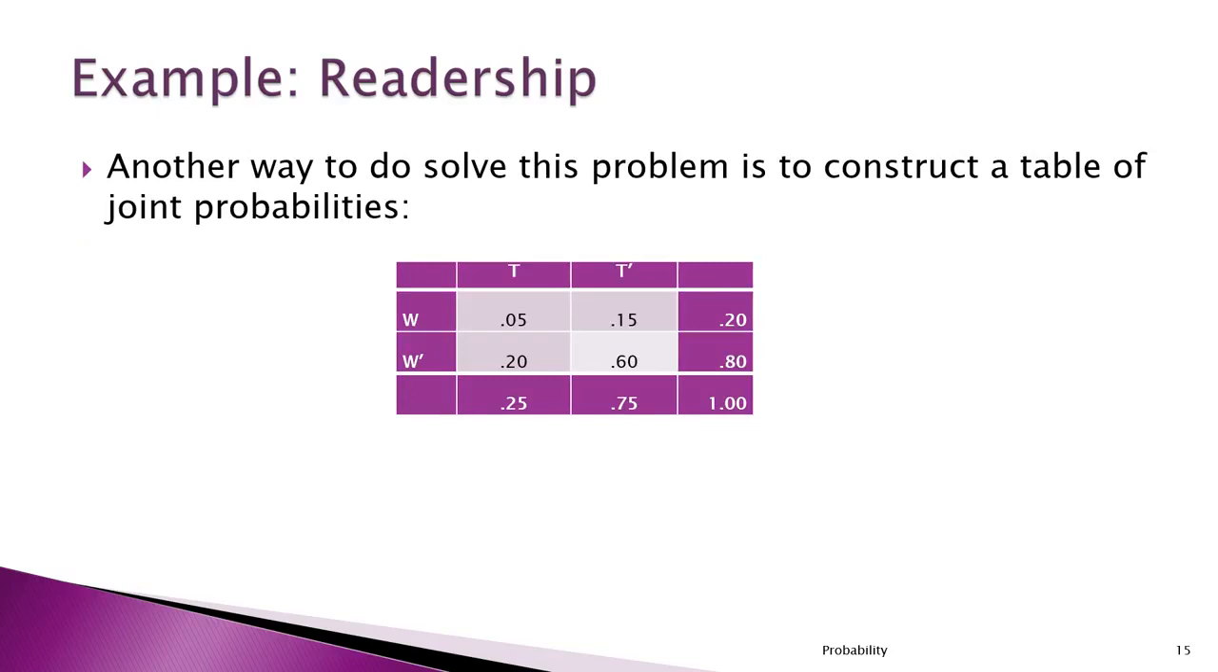Another way to look at problems like this, where you have a set of probabilities and then you're asked a lot of questions about them, is to put them into a table of joint probabilities. We'll see more of this later on, so we're not going to work with this now. It's just to show you that this is an alternate way. In some problems, it's actually the much better way of solving the problem.